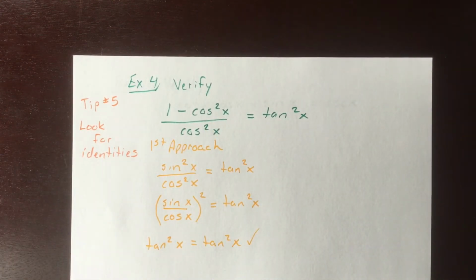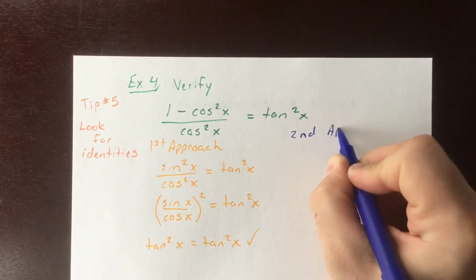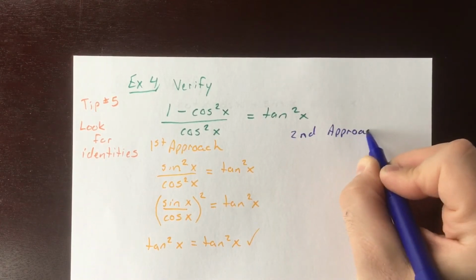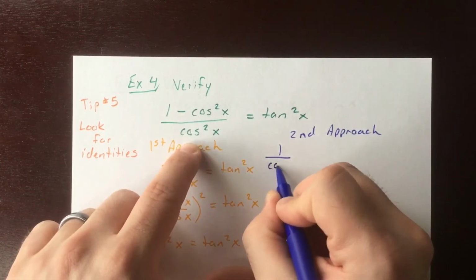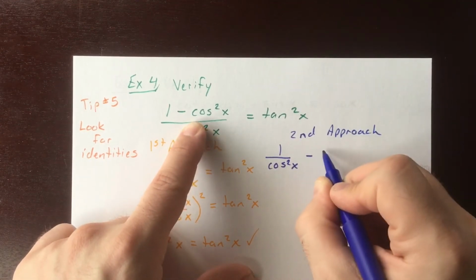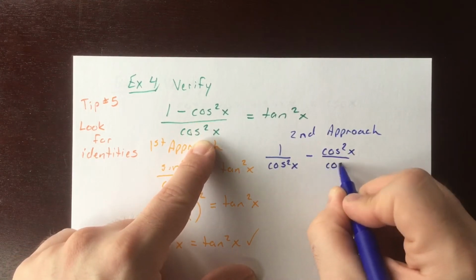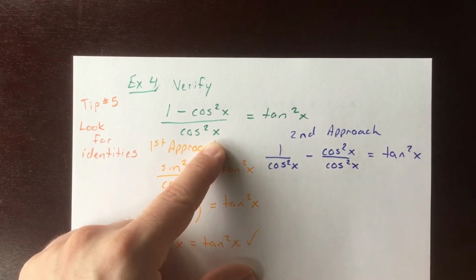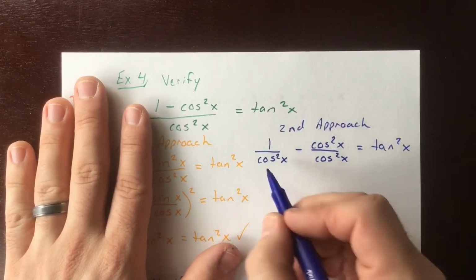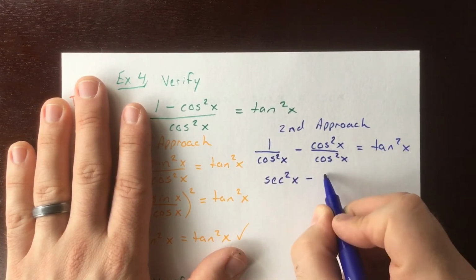So another approach we could take, rather than that one, might take a little more work, it might not, is we see a fraction and split the fraction. So I'm going to say, okay, this will rewrite as 1 over cosine squared of x minus cosine squared of x over cosine squared of x. Okay, I'm going to show that it's tangent squared of x. 1 over cosine squared is secant squared. We get 1.